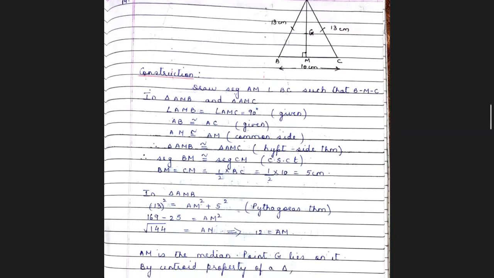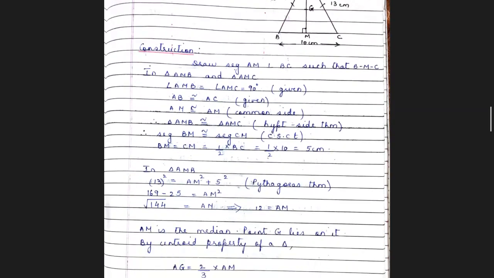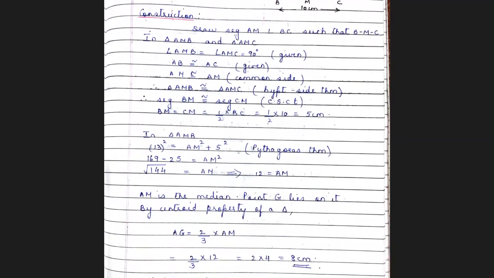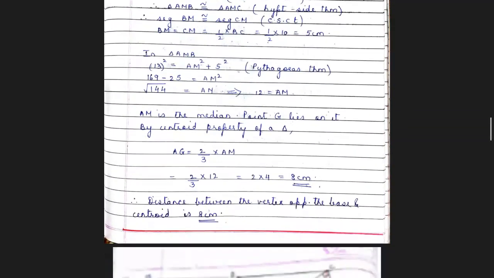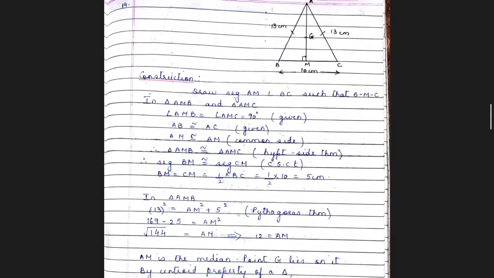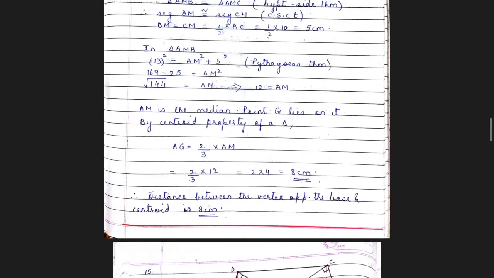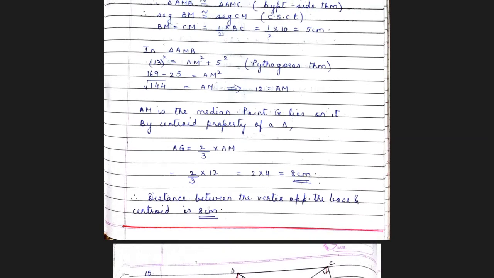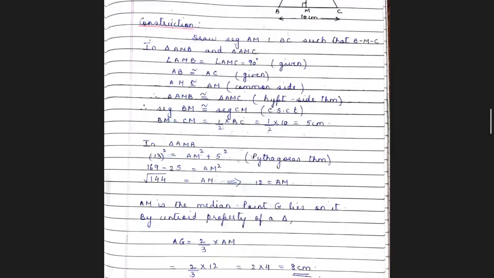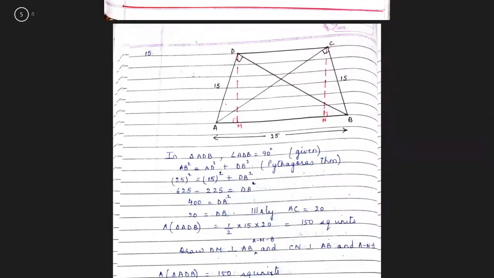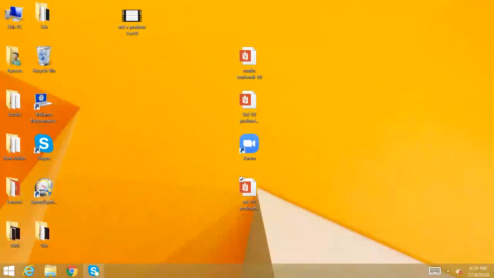Okay. Now AM is the median. Point G lies on it. Therefore, by centroid property of a triangle, we know AG is equal to 2/3 of AM. So 2/3 of 12, answer comes 8. Therefore, the distance between the vertex opposite the base and the centroid is 8 centimeters. So that's how we get the answer. Okay, that's question number 14. Next, we go to question number 15.